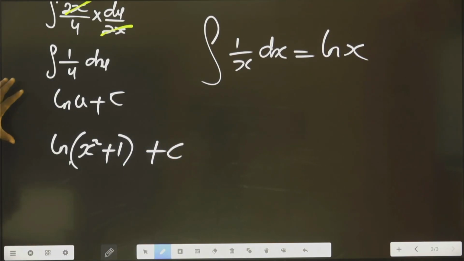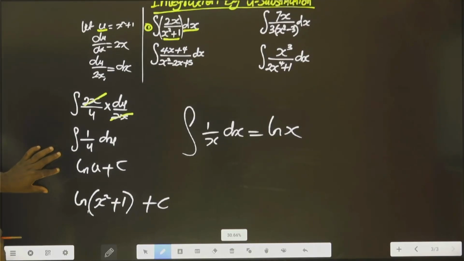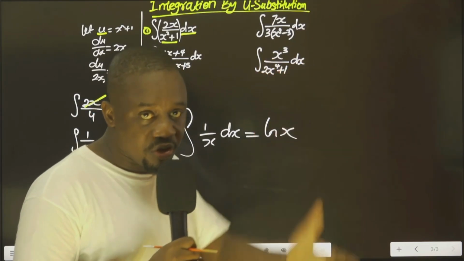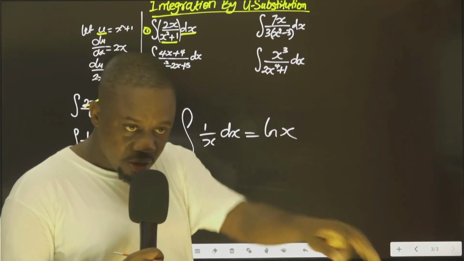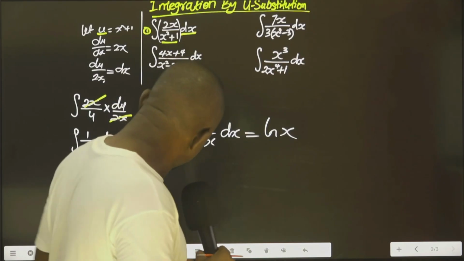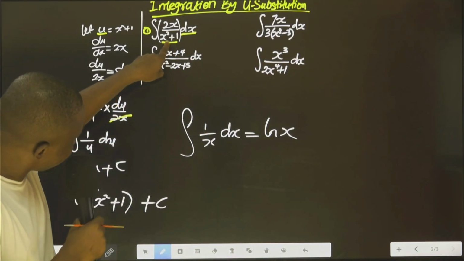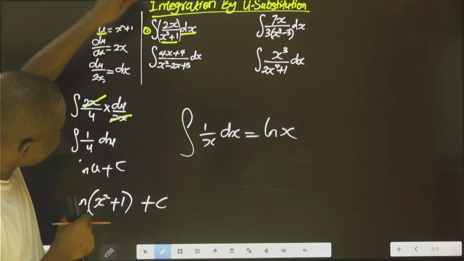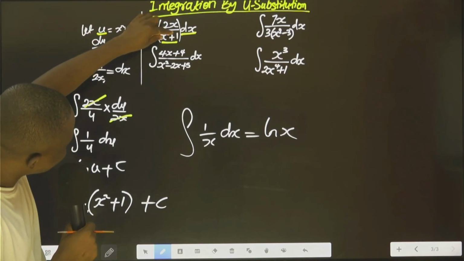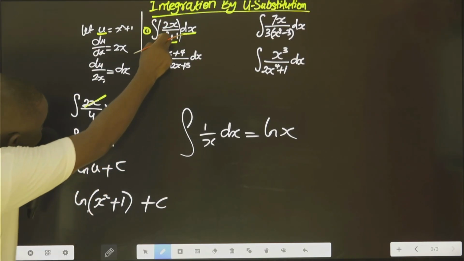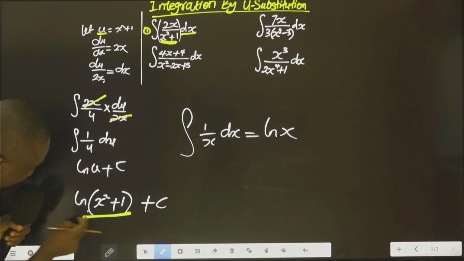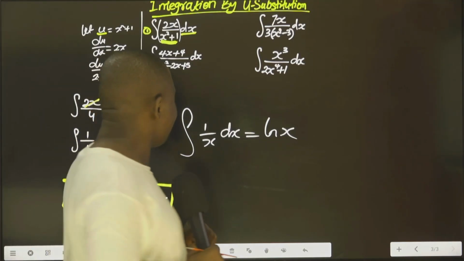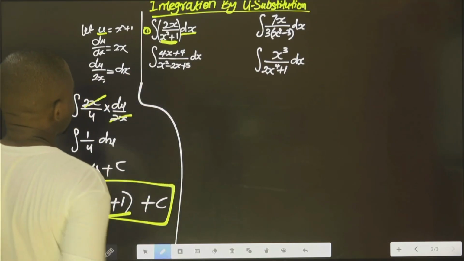What have you noticed here now? Assume this is an objective question with options. You need to take A, B, C, D, and say which of them is correct. No need to waste your time. When you see that the derivative of the denominator is actually the numerator, all you have to do is simply say the answer is ln of the denominator. That is why this is special. Very special.